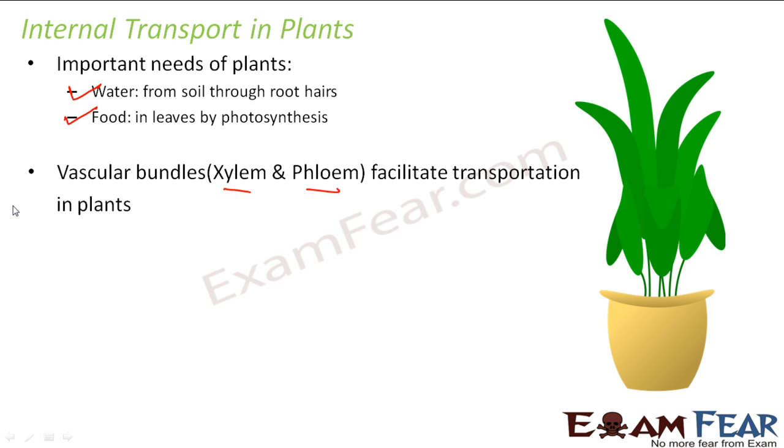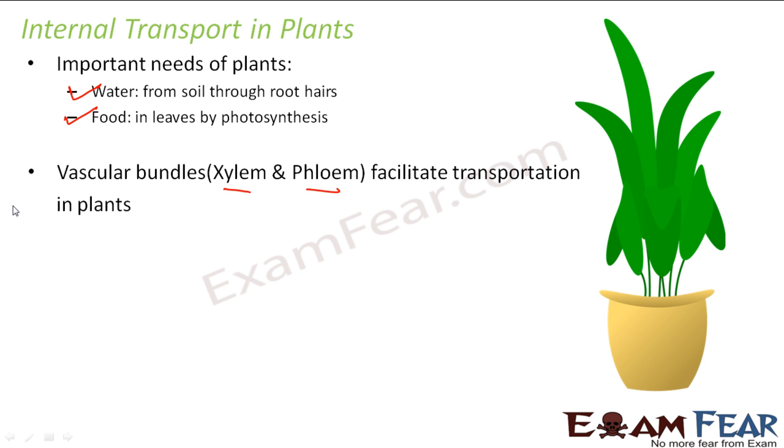Now when we compare a plant with an animal, the energy needs of a plant are quite lesser than the energy needs of an animal. That's because plants are immobile, so they need lesser energy than animals. So even if the transport system is a little slower, that is okay for plants. But it should be able to reach over large distances as there are some plants which are very tall.